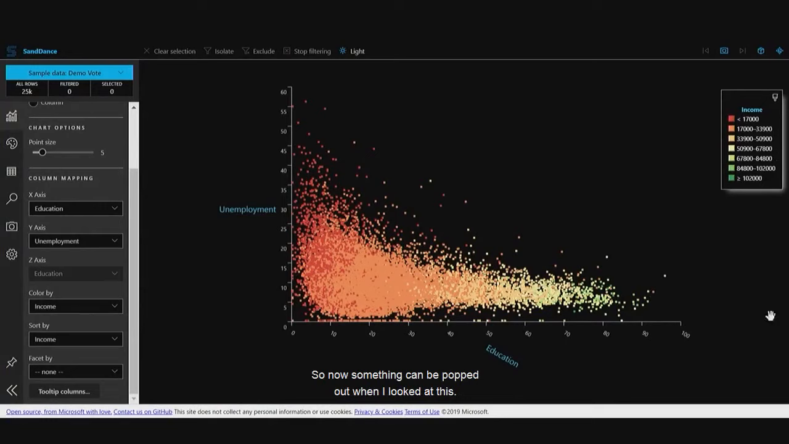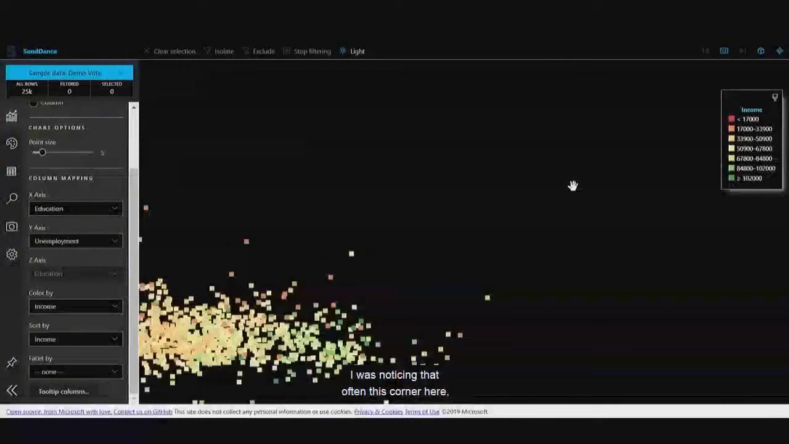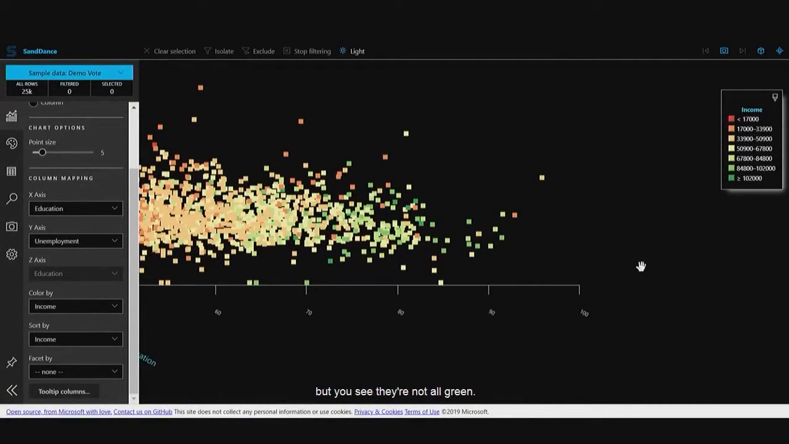Now something popped out to me when I looked at this. Off in this corner here, you're seeing some very, very educated places, but they're not all green. There's this red one, and this one that's not making much money. So I was curious, where was this place that is very, very educated, and by educated, we mean the percentage of people that have a bachelor's degree or higher, but they're not making much money? When we hover over this, you can see it's Stanford, California.